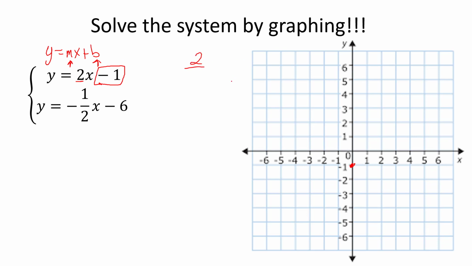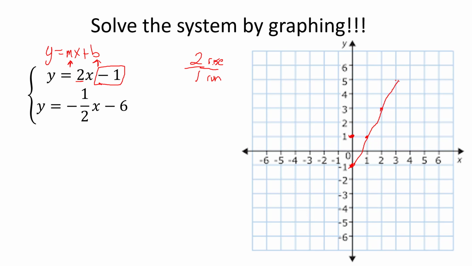So remember, we can take any slope, even if it's a whole number, and turn it into a fraction. And lo and behold, we have a rise over a run. So I'm going to rise 2, run forward 1. I'll rise 2 more, run forward 1 more. Rise 2 more, run forward 1 more.